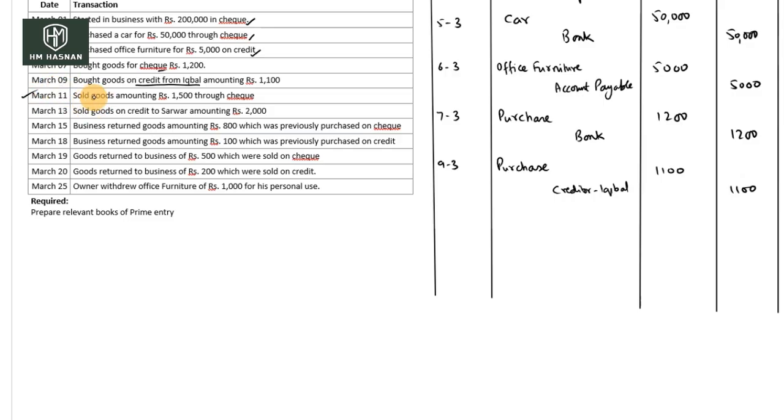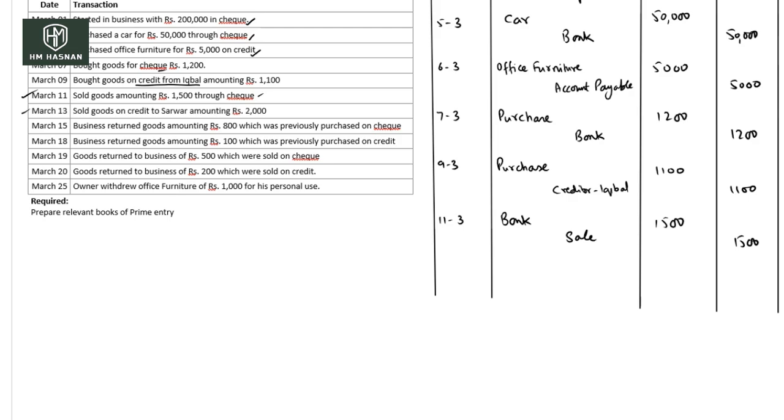So 11th March, sold goods amounting 1,500 through check. So there is a sale and the amount received in our bank, so bank will be debit. 11 March, bank will debit and the sale is credit, amounting rupees 1,500. Here is 1,500.